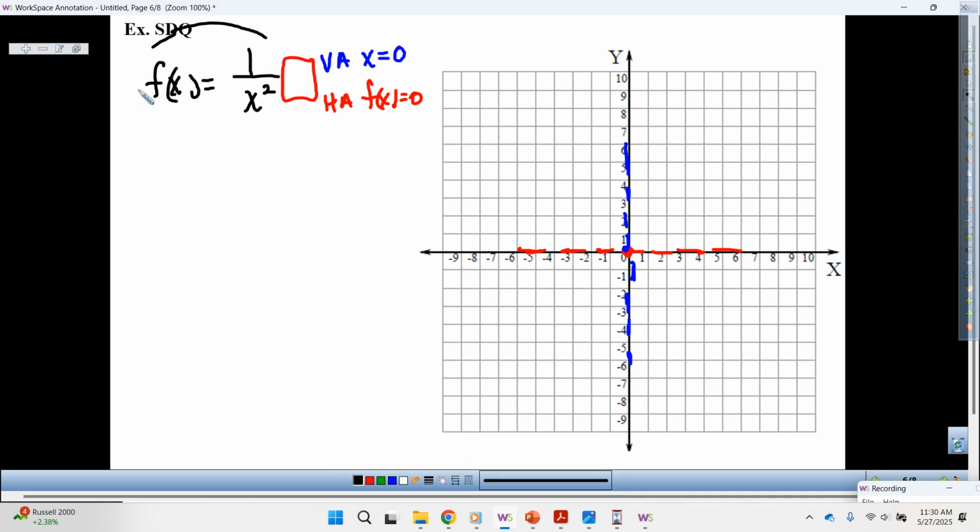Now, being that it's a parent function and it has a square on the denominator, the graph is here, with points at negative 1, 1, and 1, 1. However, look up. What if I only wanted this to show? Look up, please. What if I just wanted to see that portion of the graph?